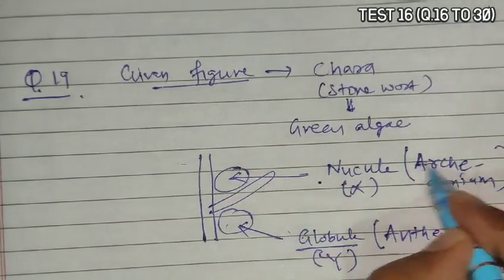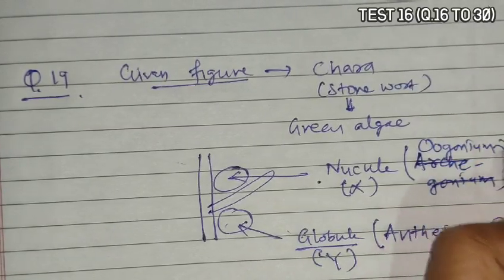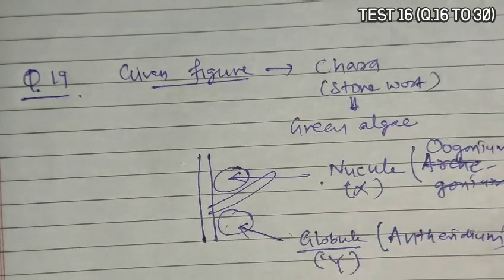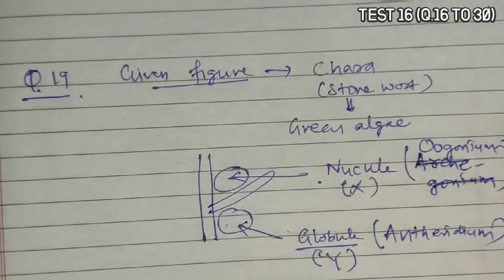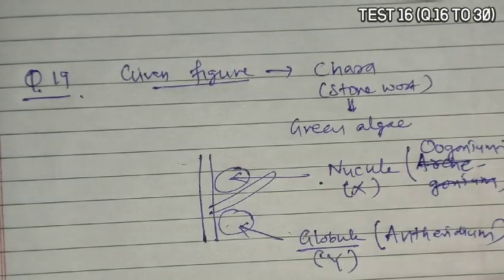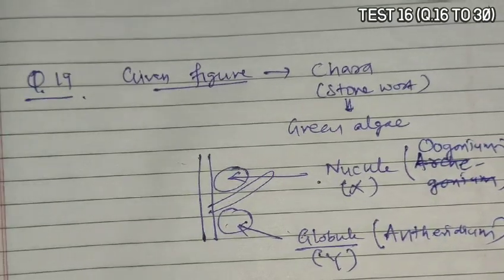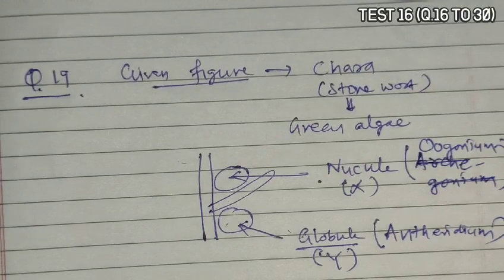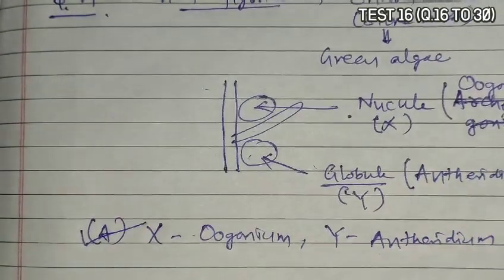This cannot be called archegonium, this is known as oogonium. The archegonium comes first in the bryophytes, it is not in algae. So X is oogonium and Y is antheridium, and these are the jacketed sex organs. So option A becomes the correct answer.